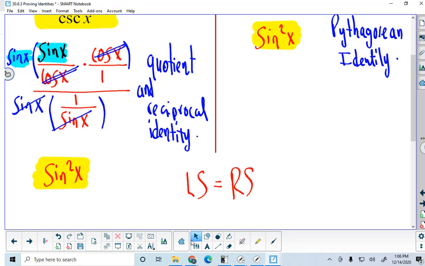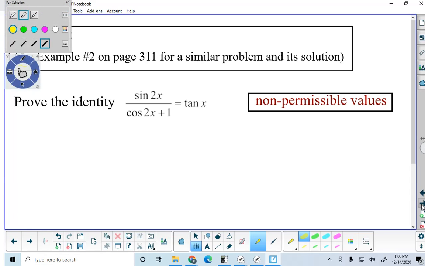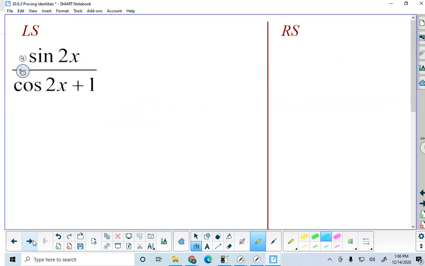Any other questions with this example? All right, let's try number 2. And again, there's a similar example in your textbook. Now, the non-permissible values for this one, we are not going to do because you don't know how to determine non-permissible values for this. So we're not going to do the non-permissible values here. We're just going to jump right into the proof.